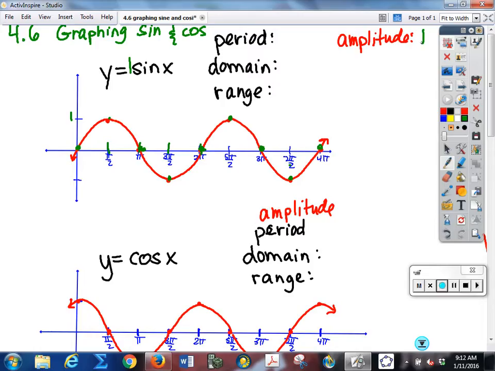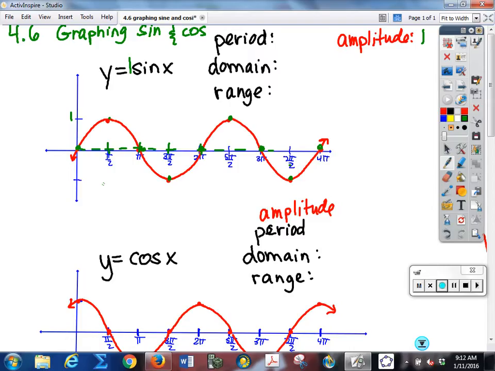Okay, just for your notes, what is the amplitude again on this? On this one it's 1, and what is it on the graph? What does it mean to be the amplitude of this? It's from the middle line to the highest. From the middle, how far up and down does it go? So it goes up 1 and down 1, but it's always positive no matter what.